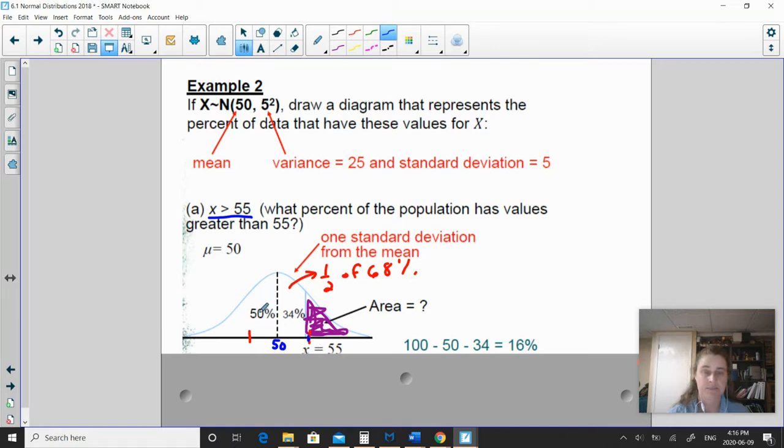So that's 50%. And this is one standard deviation away, so we would have half of our 68 lie on this side, because the other half is already in with the 50, right? So within one standard deviation, we have 68, so half of it would be 34. So 50 and 34, we would have 84 over here. Take that away from 100%, and we have what's remaining, which is 16%. So the probability that x is greater than 55 is 16%.